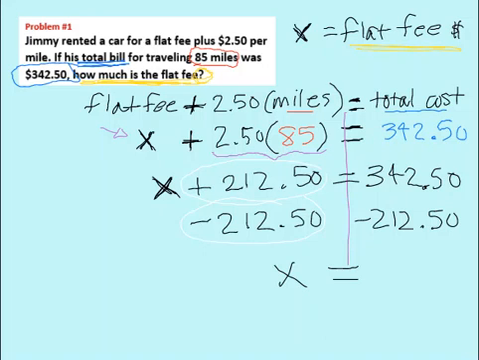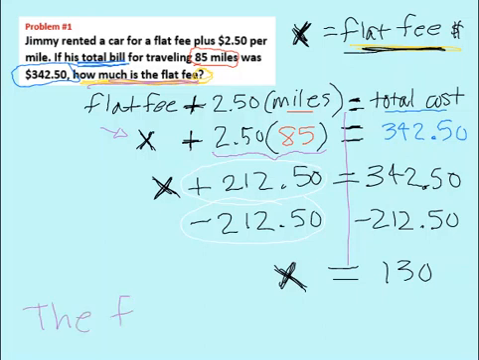and I get 130. And so then what does that mean? I don't know. What's x? Oh, I look back up here and it tells me that's the flat fee. And then I realize my question was asking, what's the flat fee? So that's my answer. So I'm just answering it just like it asks. It says, hey, how much is the flat fee? And so I answer, oh, the flat fee is $130. So that's how I write my sentence. The flat fee is $130. All right.